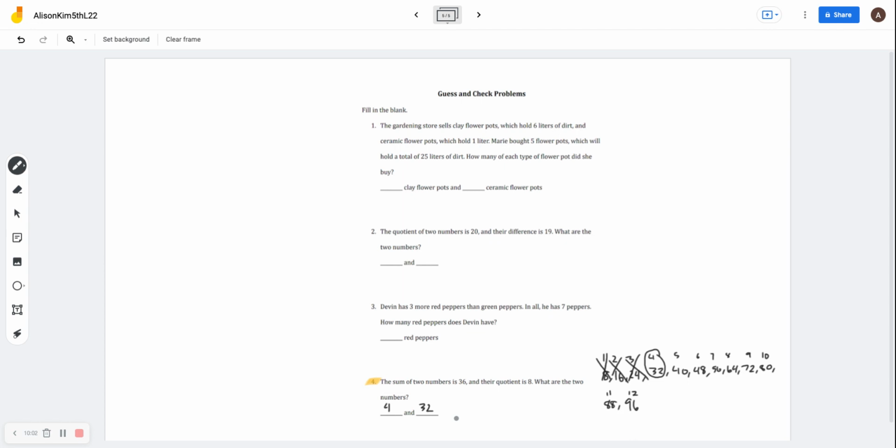So most of the time, guessing and checking will take a lot of work, and it takes a lot of critical thinking. But I'm pretty sure these questions are going to be easier to understand and solve.